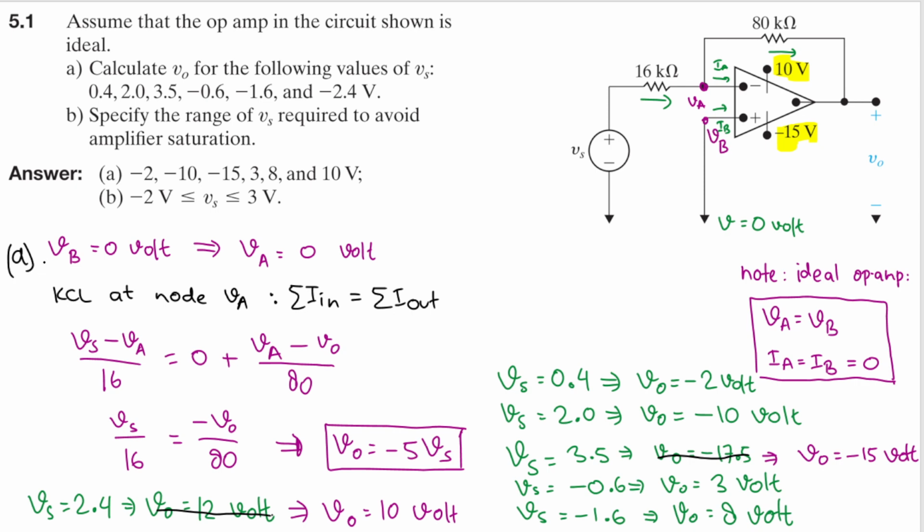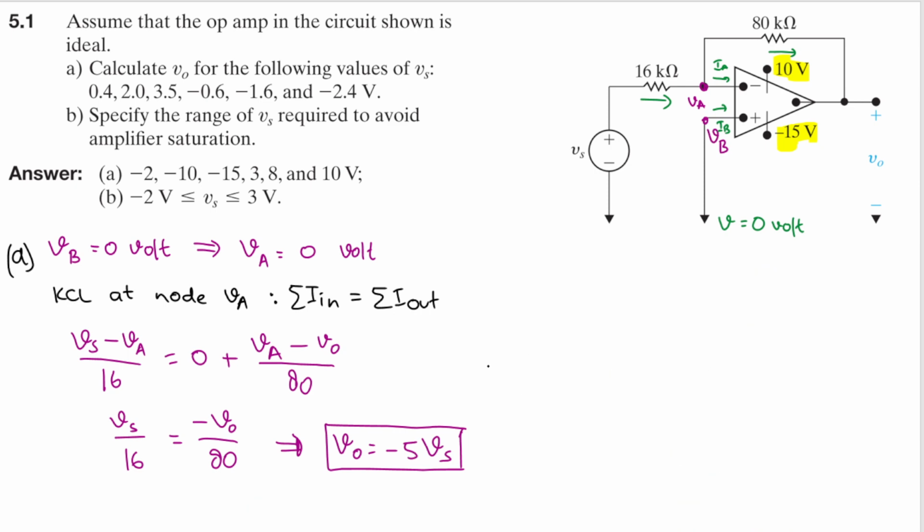And now our slide is full. Maybe let's clean that up and solve problem B. Okay, now let's solve problem B. Remember that V0 has to be between minus 15 and 10. So I'll have minus 15 is less than or equal to V0, and then less than or equal to 10.